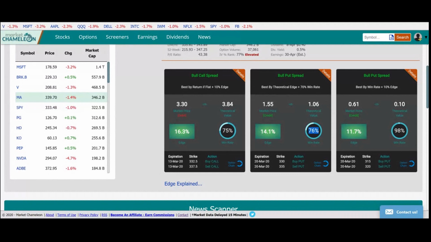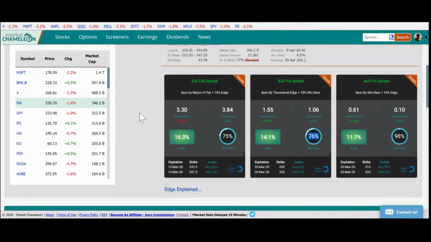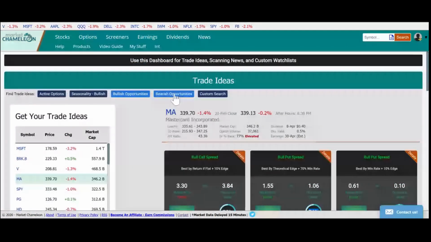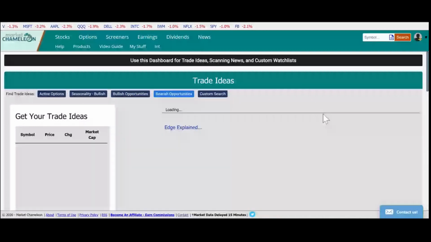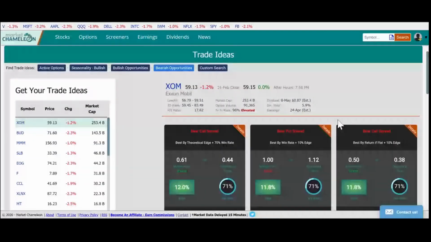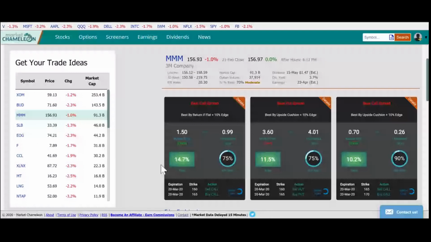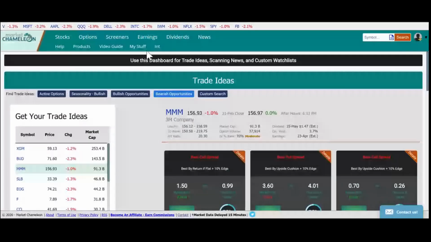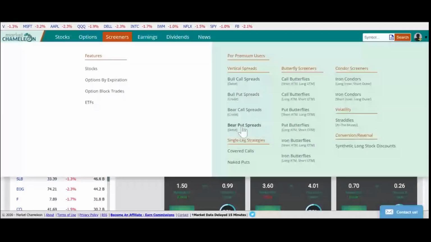Is there a way for a user of Market Chameleon to look for bearish trades or bullish? Can they configure that? Yeah, exactly. If you're just looking for bullish or bearish opportunities, you could just use these. But we have a lot of screeners, and a lot of people will go and screen for bearish using their own parameters. I'm not going to get too much into the screeners because that would take another half hour. I'd rather answer questions. But yeah, you can do that.